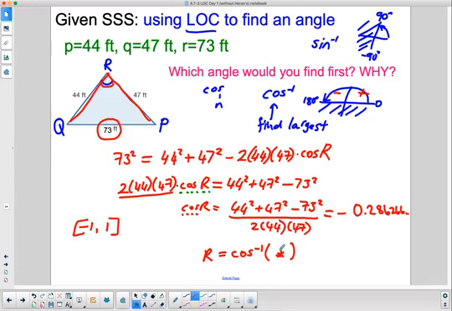Okay, my calculator's in radians. Good grief, I was looking at it. I just got the answer 1.86 there, which is how I knew this was ridiculous. My calculator's in radians now. Great.